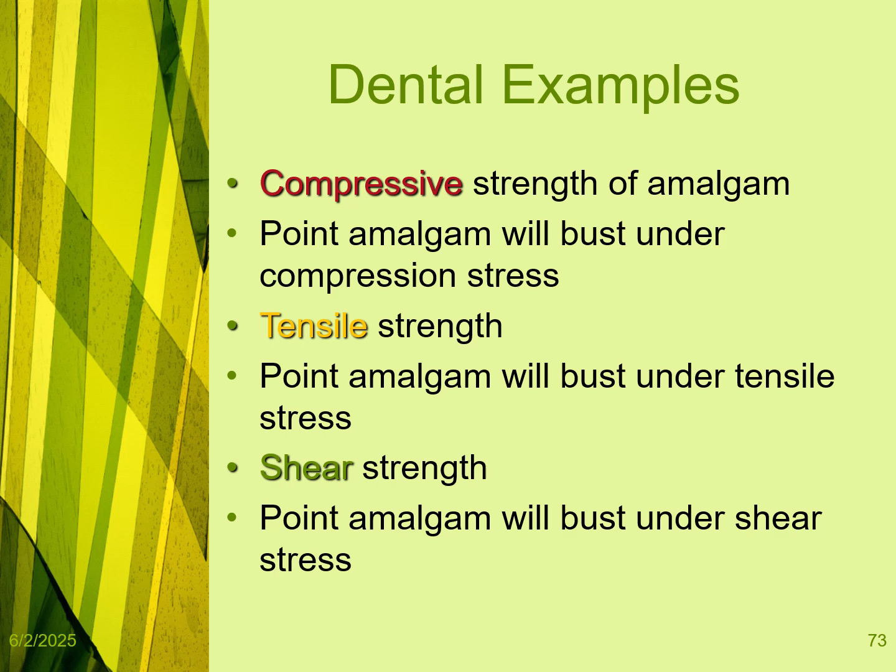The tensile strength is the point the amalgam will bust under twisting or pulling, so elongation. Shear stress is the point where amalgam will bust under shear stress. You've got two bonds or two areas that are moving in opposite directions.